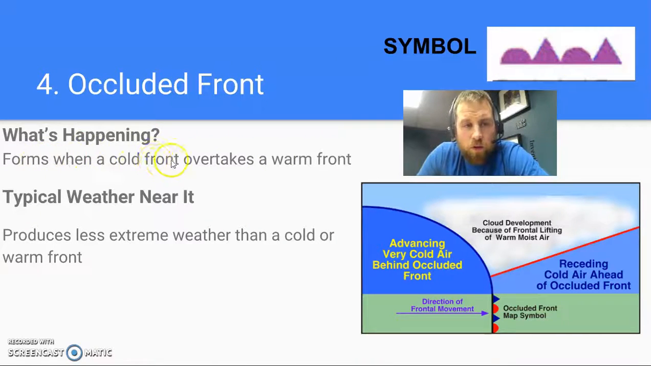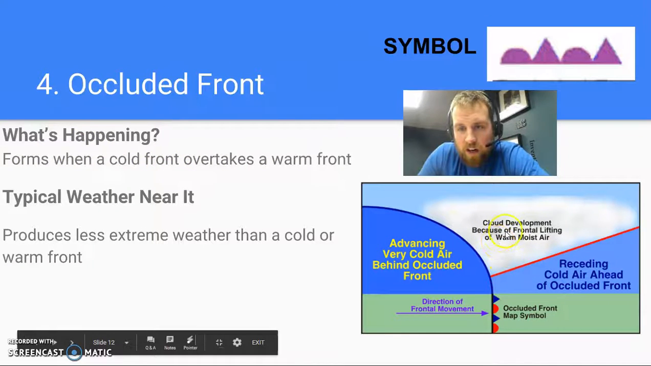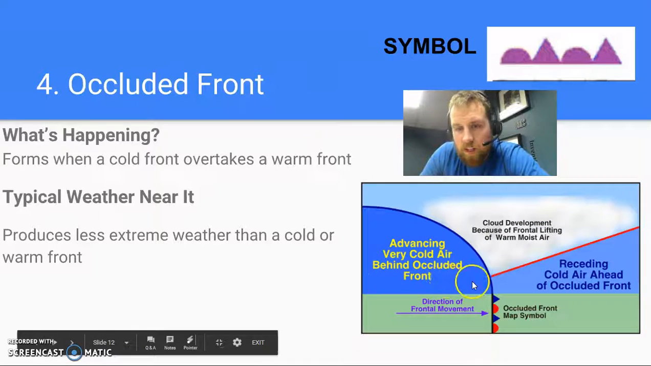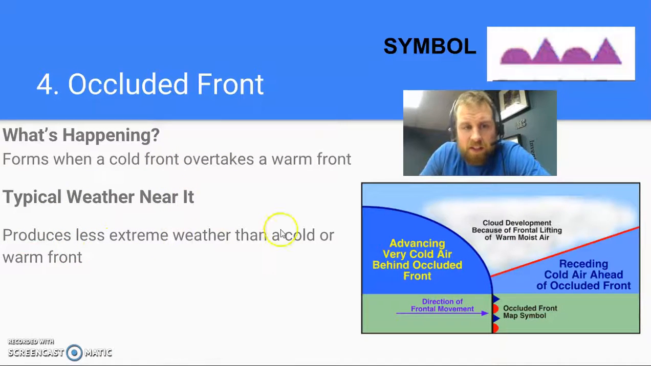So what happens in an occluded front? Basically it forms when a cold front overtakes a warm front. Again, in a warm front, you usually have warm air on top of cold air. Well, this is when another cold front comes from behind and overtakes that warm front, and you get a weird mix of air here. The typical weather near it is going to be less extreme weather than a cold or warm front. So you might get some rain, but it's not going to be violent. It's going to be pretty mild, really. Make sure you guys know this symbol, the half circle, triangle, half circle, triangle.